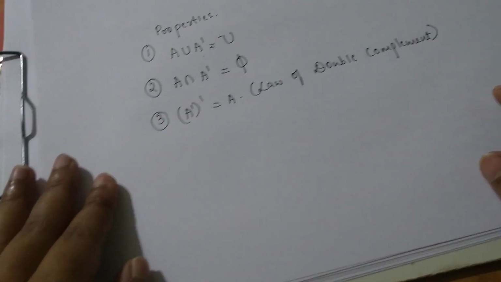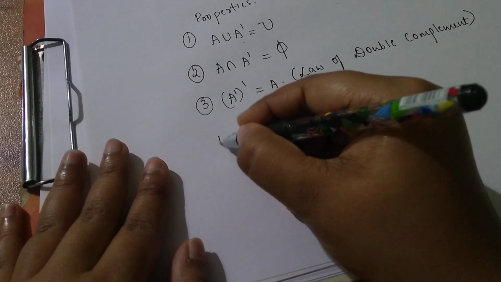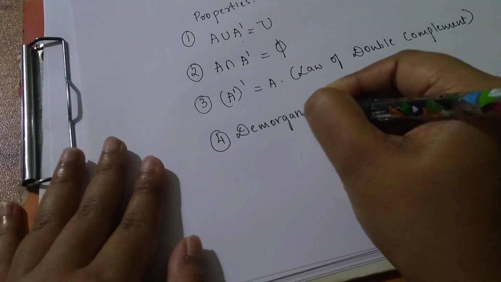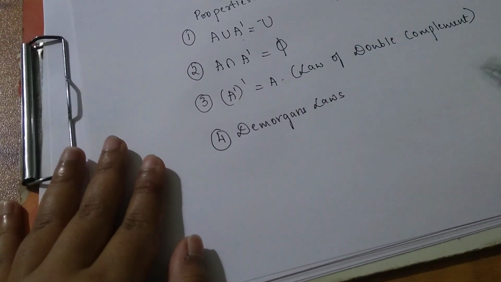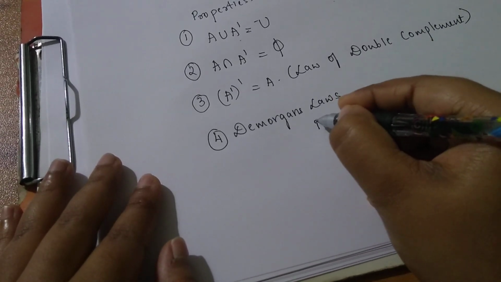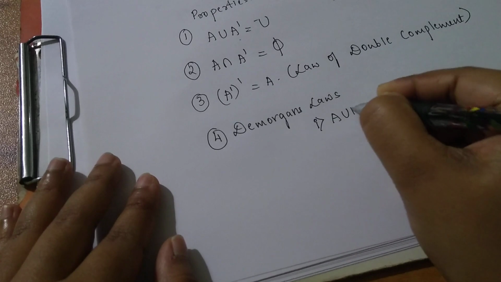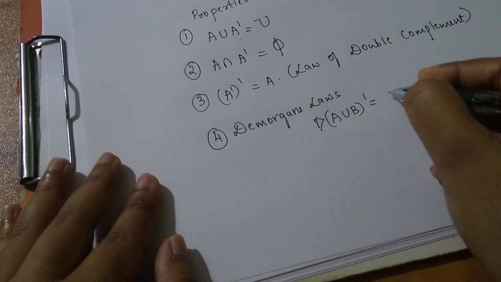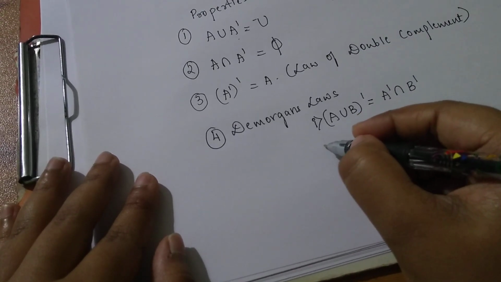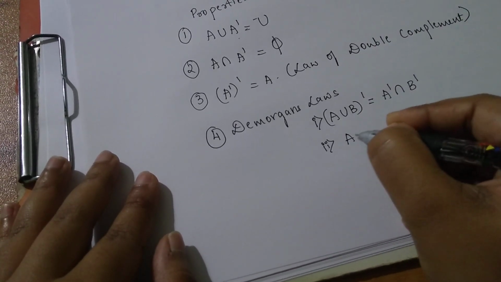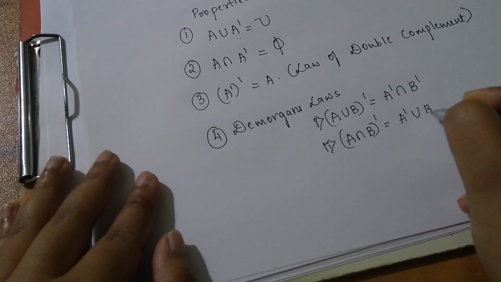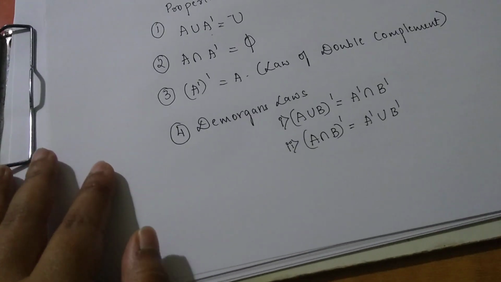Okay, so now the fourth property I'm going to say, that is De Morgan's law, very important. There are two laws here. First one is A union B whole dash is equal to A dash intersection B dash. Second one, A intersection B whole dash is equal to A dash union B dash. Okay, this is De Morgan's law.